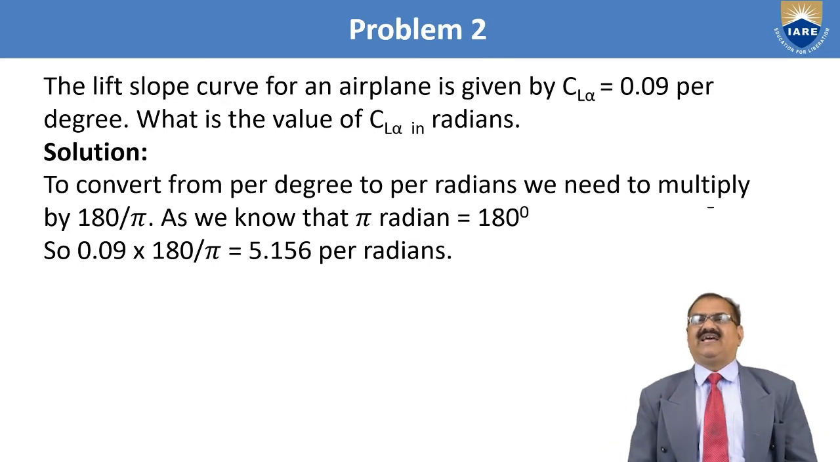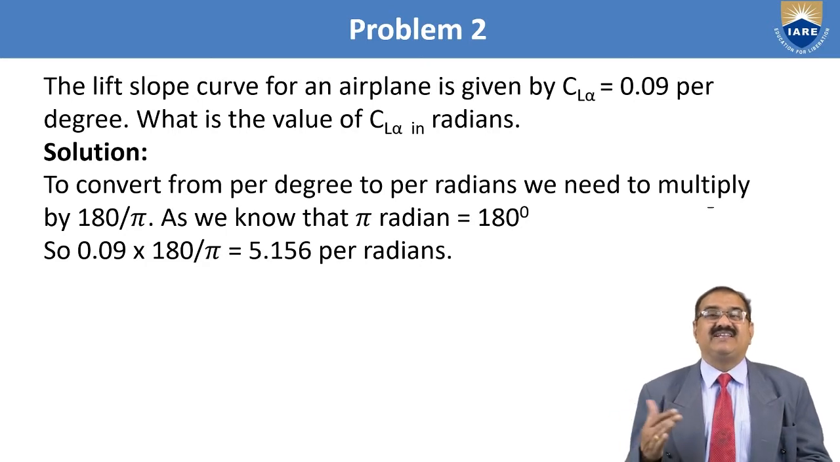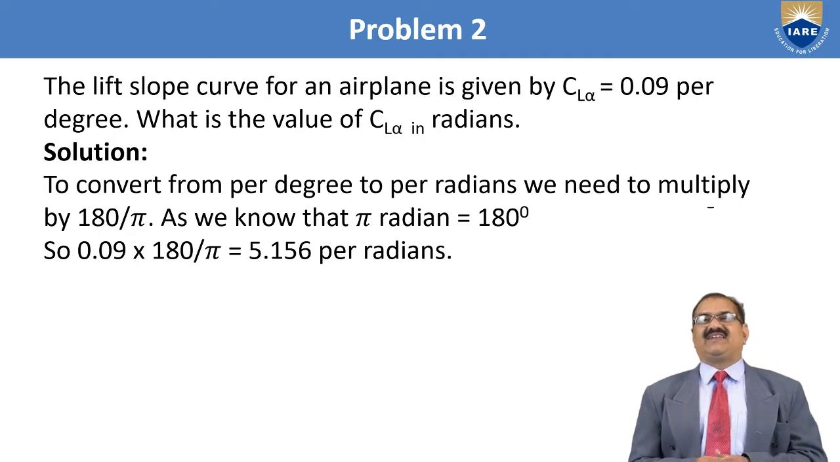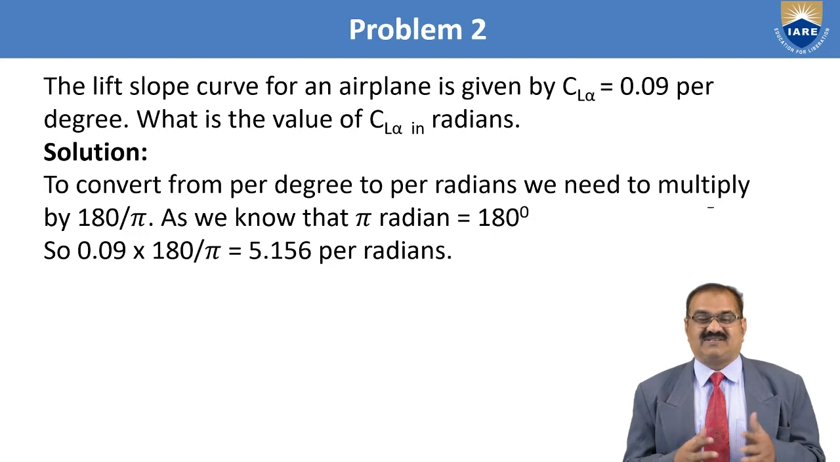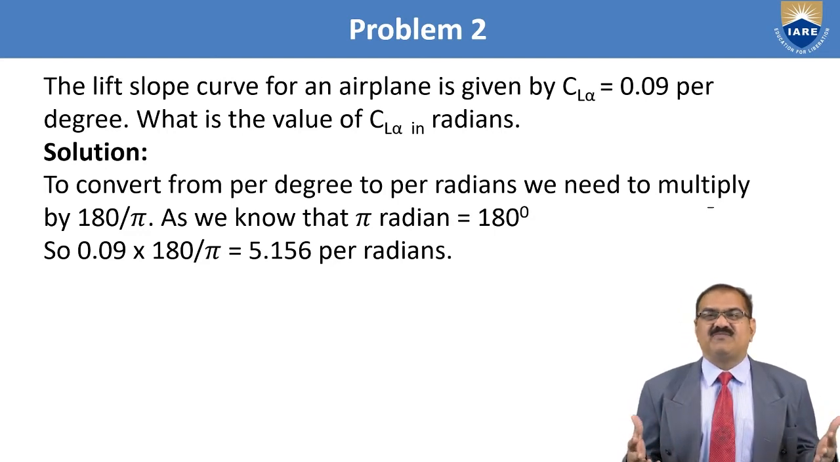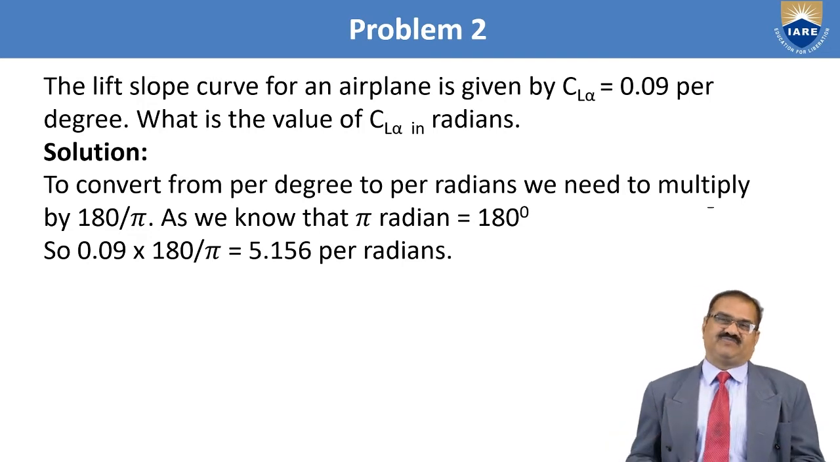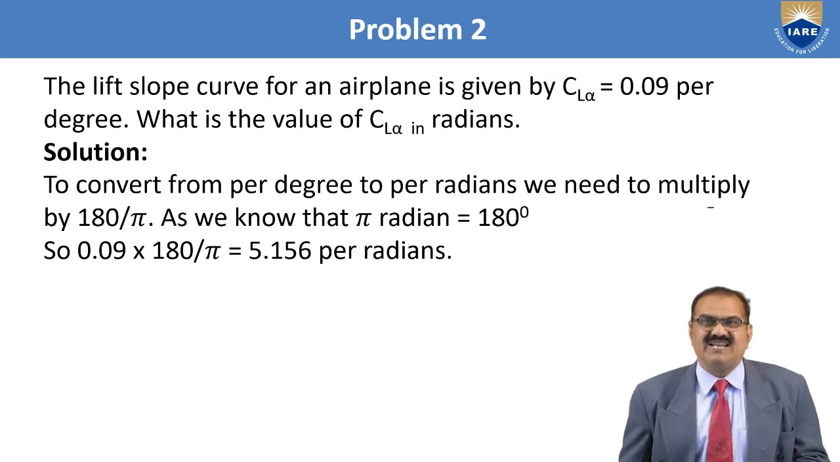Now I have another very simple, but very tricky example. A lot of mistakes are made during conversion from radian to degree and degree to radian. In our total aircraft stability and control course, conversions are everywhere, but I find that a lot of people make mistakes. They are not able to convert properly. So here is a small example.